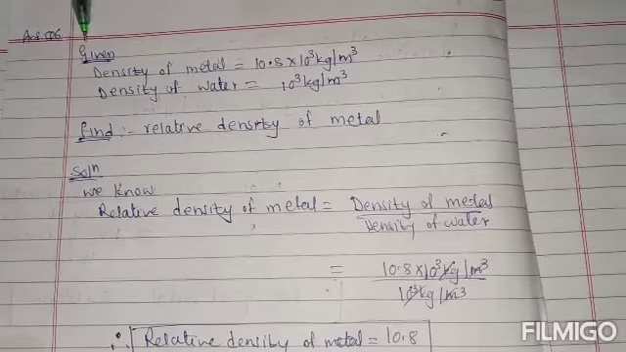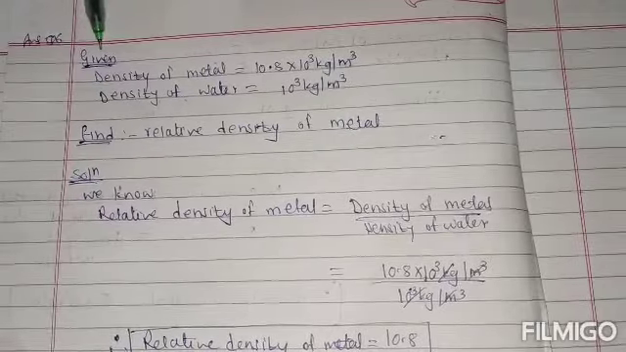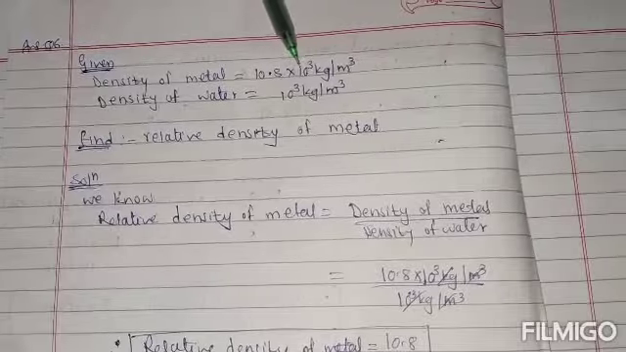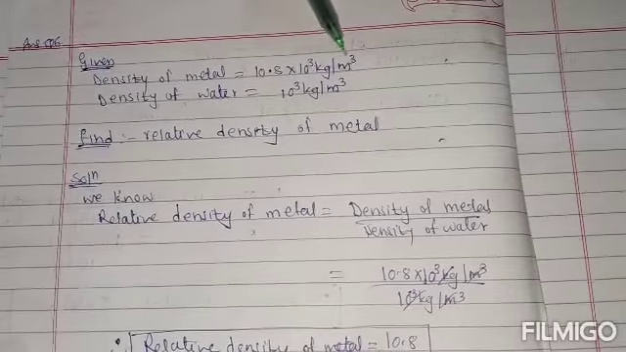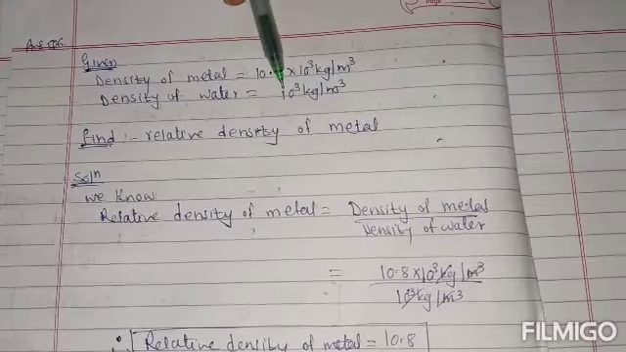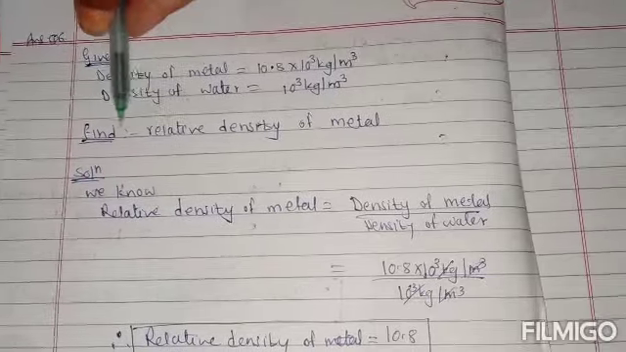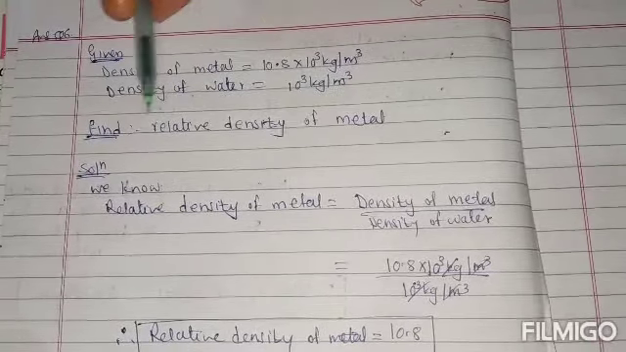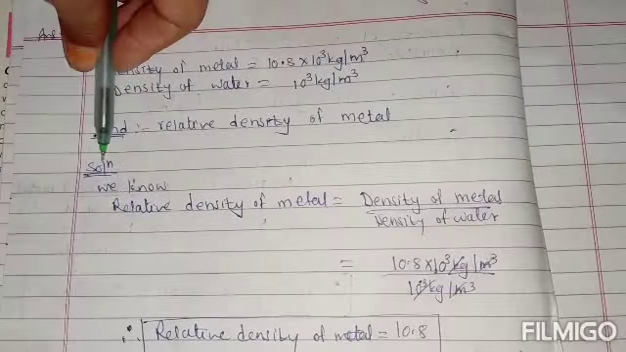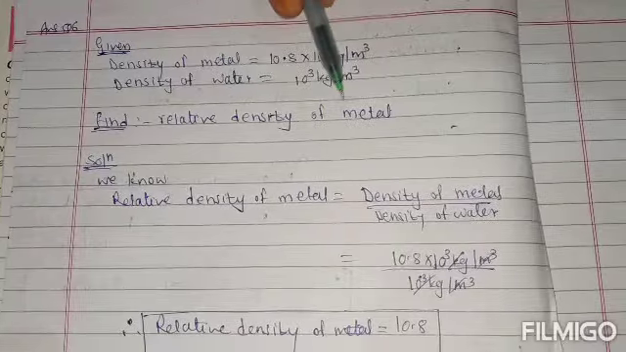Okay. We will see the sixth question, which is given in the table. Let us see what is given. Given density of metal, which is equal to 10.8 into 10 raised to 3 kg per cubic meter. Density of water, which is equal to 10 raised to 3 kg per cubic meter. You have to find relative density of metal. So solution, we know the formula of relative density of metal.